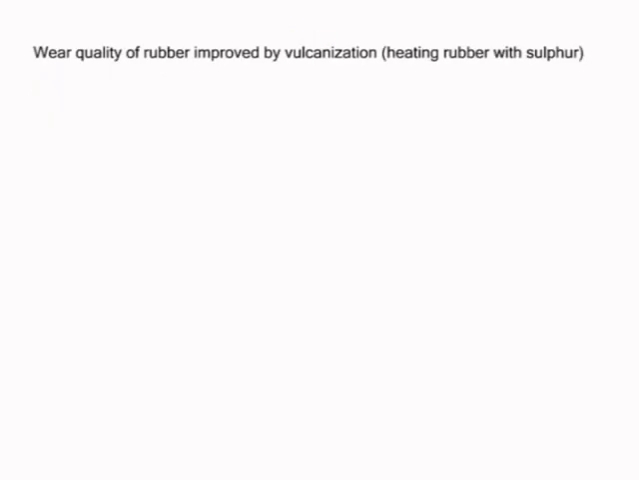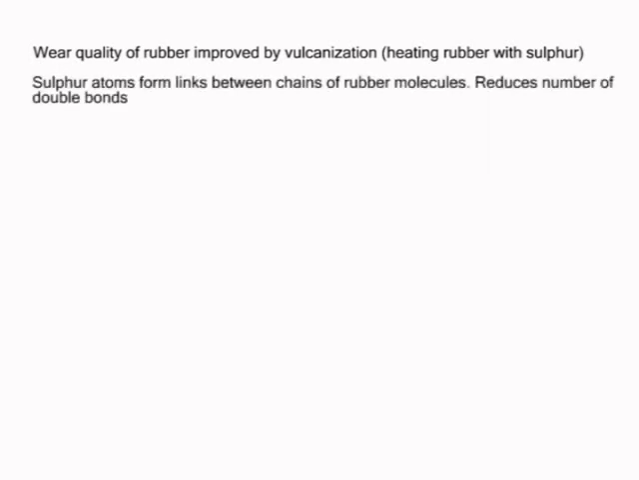The wear quality of rubber can be improved by a process we call vulcanization, and this involves heating rubber with sulfur. The sulfur atoms form links between chains of rubber molecules, reducing the number of double bonds in the polymer. And this makes the material tougher, less flexible, and less soft. Soft rubber has about 2% sulfur, while toughened rubber contains about 10%.